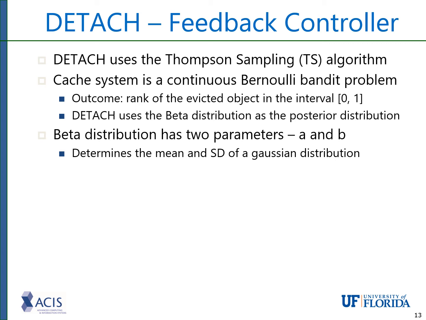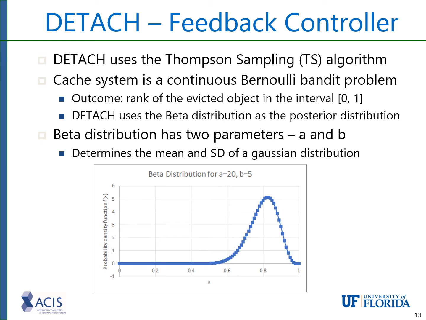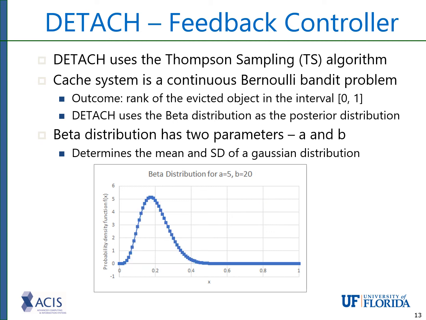Let's look at some examples of A and B values. When A is 1 and B is 1, we see that the beta distribution represents a uniform distribution, and for values where A is larger than B, we see that the mean shifts towards the higher values of X. And for A being smaller than B, we see that the mean shifts towards the lower values of X.